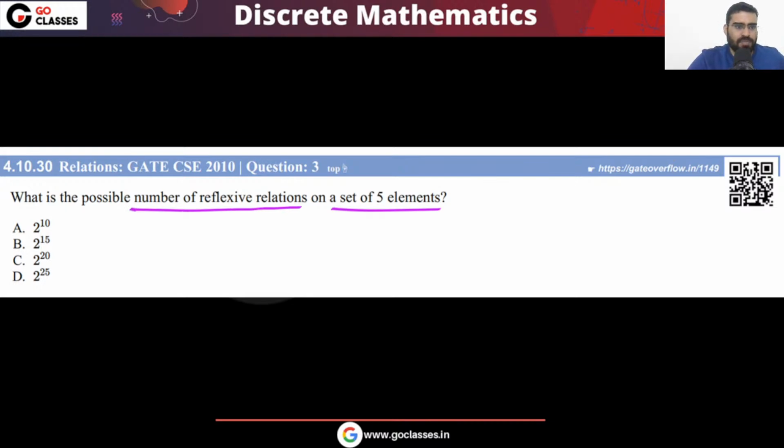Let me tell you the best way to find the number of reflexive relations. That is your matrix. You can create a matrix. The matrix representation is a good way to calculate the number of relations. So this is something that you can easily use, basically this matrix representation.